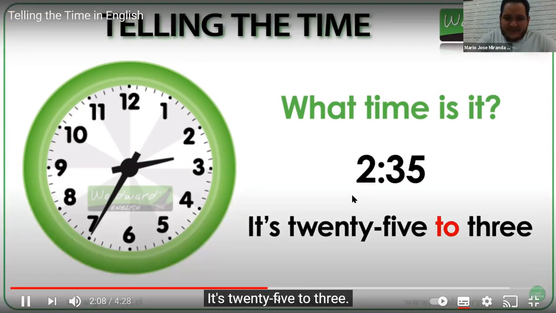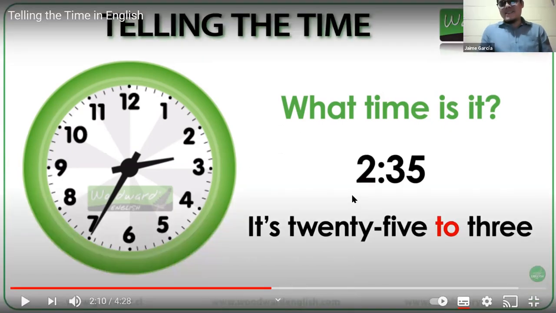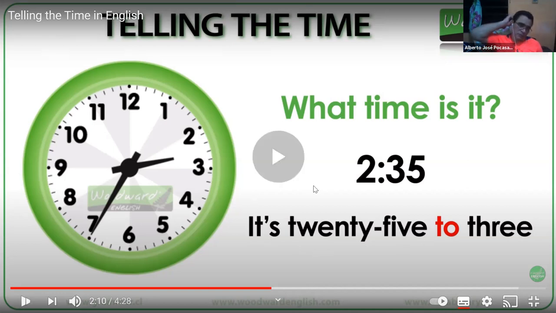It's 25:23. Exactly. All right. So in this case, you say two. You don't say past. Okay. So it's 25:23. Okay. 5, 10, 15, 20, 25. Okay. So it's 25:23.